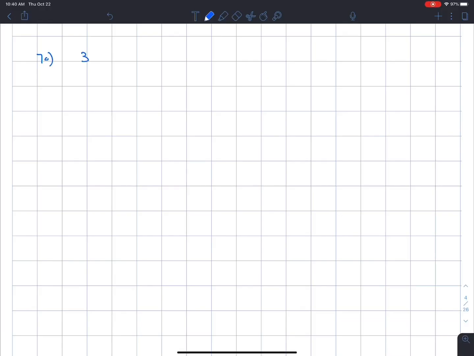Question 7. 7a. What is the opposite number of 3? So the opposite number, 1, 2, 3, opposite number of 3. So opposite of number 3 is going to be negative 3.